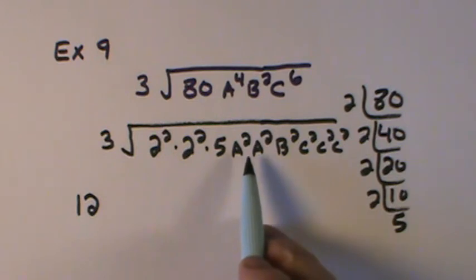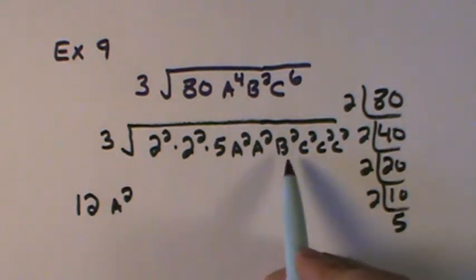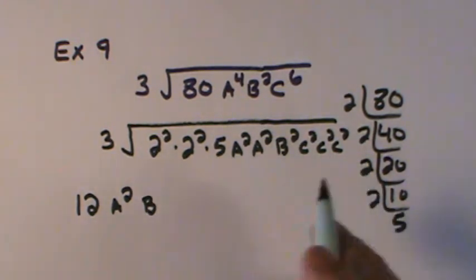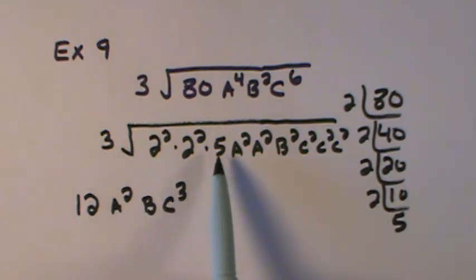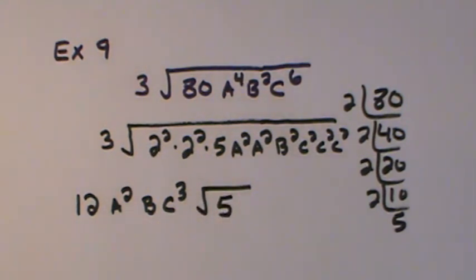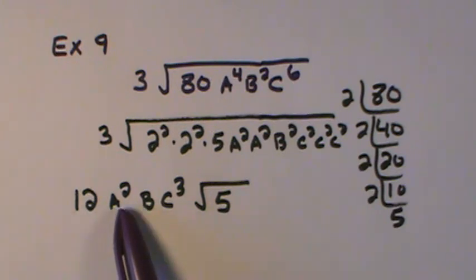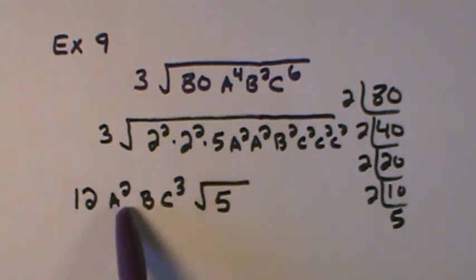I'm bringing 2 A's out, so AA would be A squared. I'm bringing 1 B out. And CCC, which would be C to the 3rd. This 5 was left under the radical, so I call that square root 5. And then the principal root idea says you have to check any of your variables. Make sure that they are to an even power. If they're an even power, they're guaranteed positive. Think of it like negative 2 times negative 2 comes out to be positive 4. So if they're squared, they're guaranteed positive.